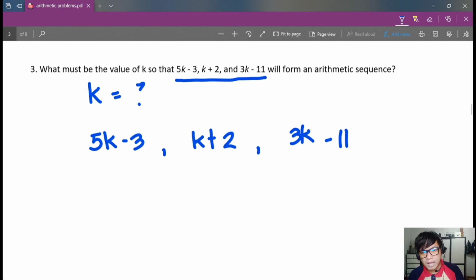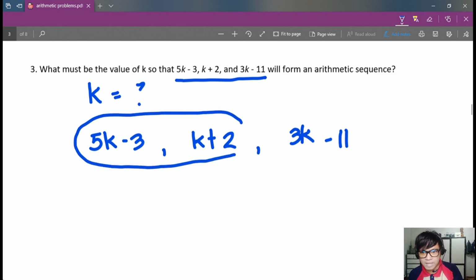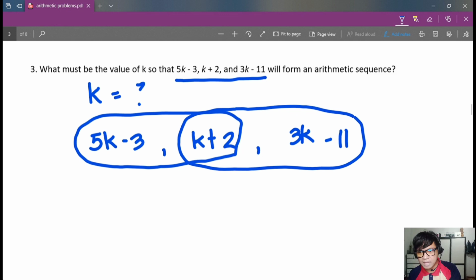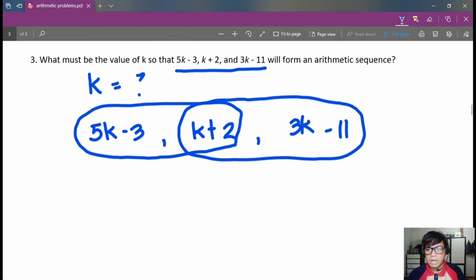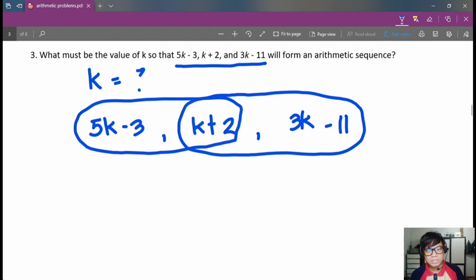Now, anong gagawin natin? We know that yung common difference nito, common difference niyan, is also the same, pareho ng common difference ng second and last term. So, yung first and second difference niya, equal siya sa common difference ng second and third term. So, ang gagawin natin, gagawa tayo ng equation. Kasi equal man sila, so there will be an equation.